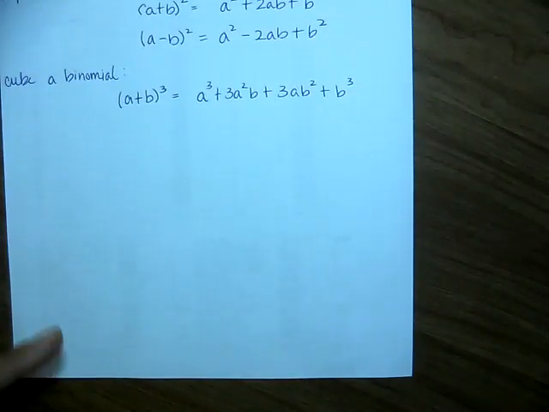Some of you might remember Pascal's triangle. This follows that pattern, right? The binomial theorem, we'll talk about that way, way later on in the year. But this is where that pattern comes from, okay?